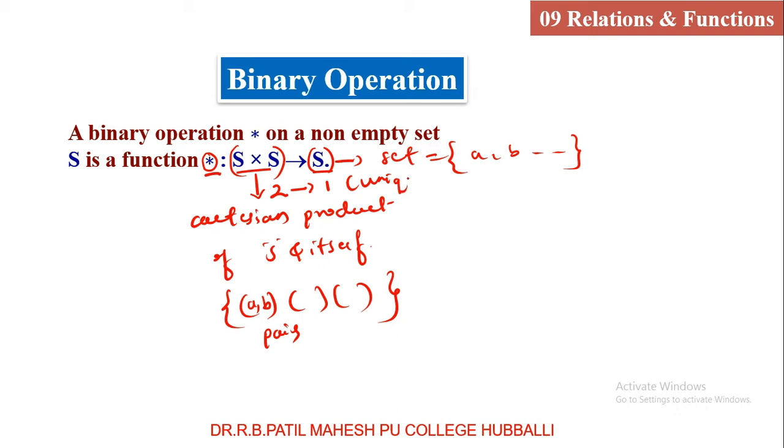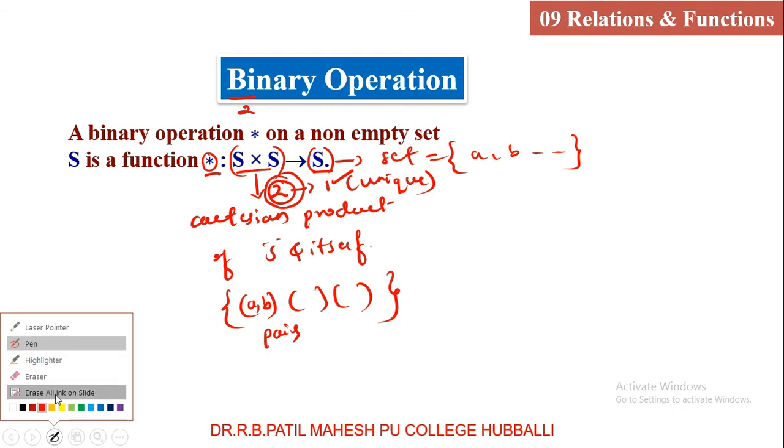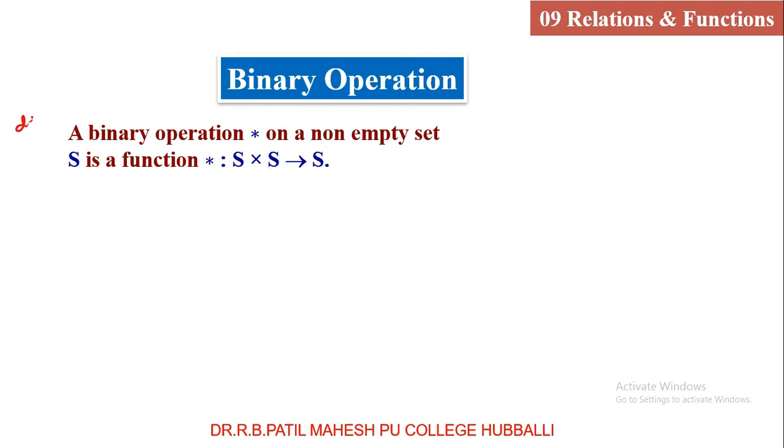You have to take two elements. So the name itself says bi means two. Take two elements, get one element. That is called binary operation. But in the examination you should write the definition. Definition is also very important for 1 mark. Define binary operation. Just write this much.